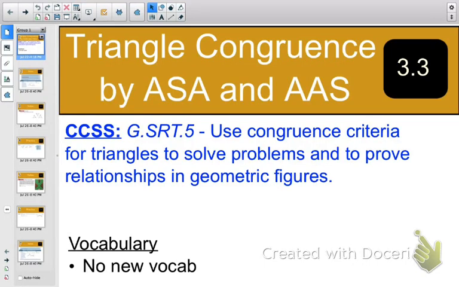Hey yo, we're back. Last time we talked about 12.2, which was the SSS and the SAS triangle congruence. Today we're going to do two more, ASA and AAS, so angle side angle and angle angle side.